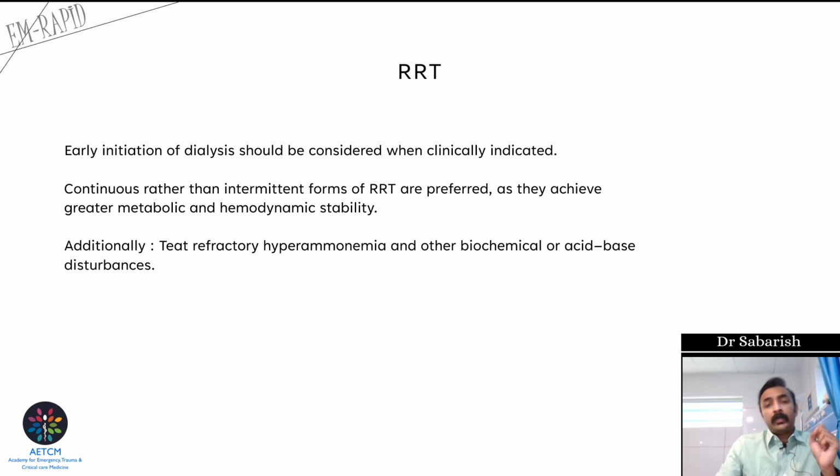Renal replacement therapy, of course: if the patient goes into renal failure, renal replacement therapy will be needed, and usually a CRRT is preferred over the conventional intermittent dialysis. And in addition to renal support, it might also be helpful as a tool for removing ammonia and also other metabolic derangements.